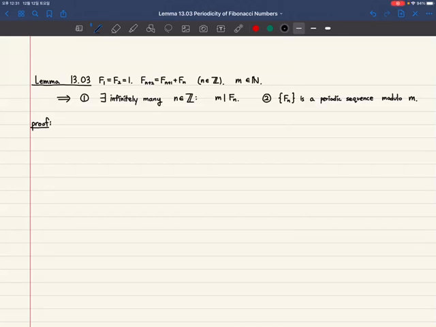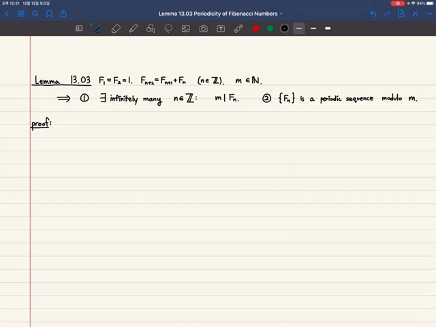Hello. I'll go over lemma 13.03. We are given a Fibonacci sequence defined for integers, and m is some fixed positive integer. We want to show there exist infinitely many integers n such that m divides f of n. And secondly, we want to show that f of n is a periodic sequence modulo m.